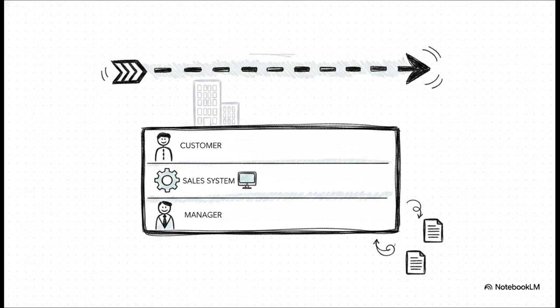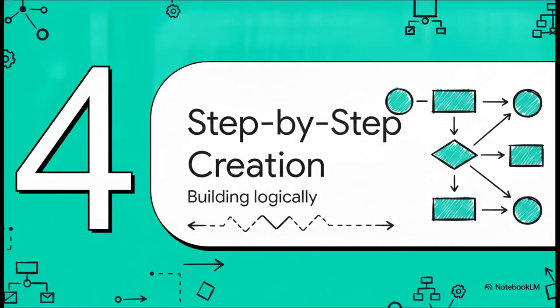But look right in the middle, pools and lanes. These are basically containers, and this is where accountability finally becomes crystal clear. A pool might be your entire organization, and the lanes inside it are the specific people or systems doing the work, like the customer, the sales system, and the manager. Section 4, step-by-step creation.